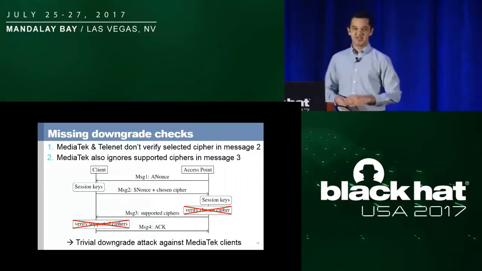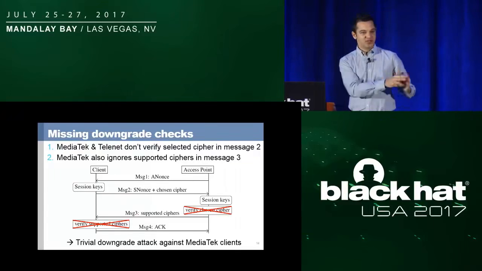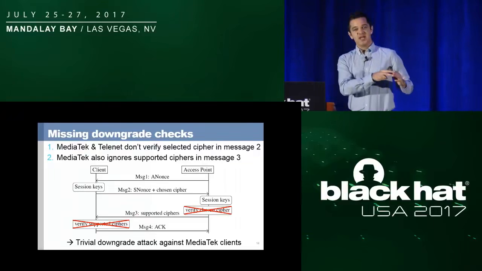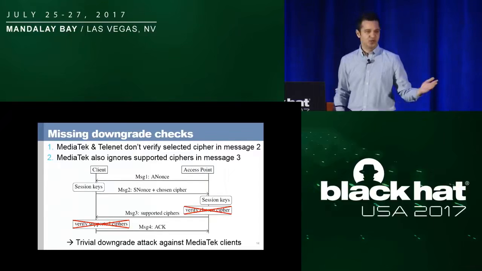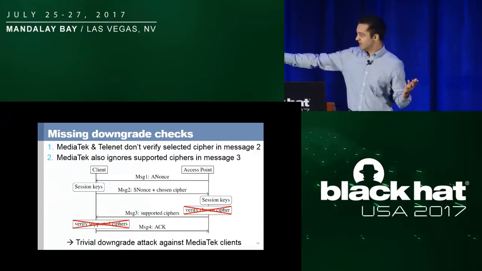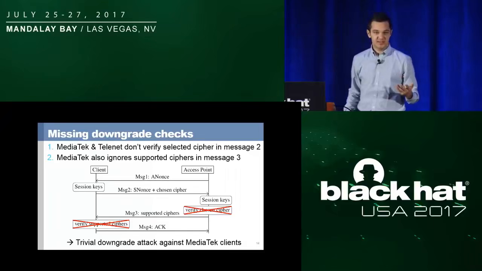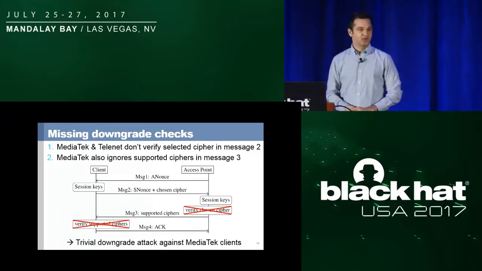The way this works is an attacker would put up a rogue access point that clones the real network and only advertises support for WPA TKIP, which means the client is forced to select that cipher because it's the only option. Normally, this attack would have been detected at this stage because an attacker cannot modify message 3, since it is authenticated. However, MediaTek doesn't check it, so it doesn't notice that anything is going wrong.